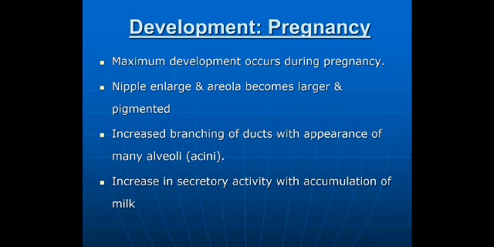So maximum development occurs during pregnancy. The nipple enlarges and areolae become larger and pigmented. There is increasing branching of ducts with appearance of many alveoli. Estrogen plays a major role in development of the duct system of the breast and collection of fat tissue, and there is increased secretory activity and accumulation of milk.